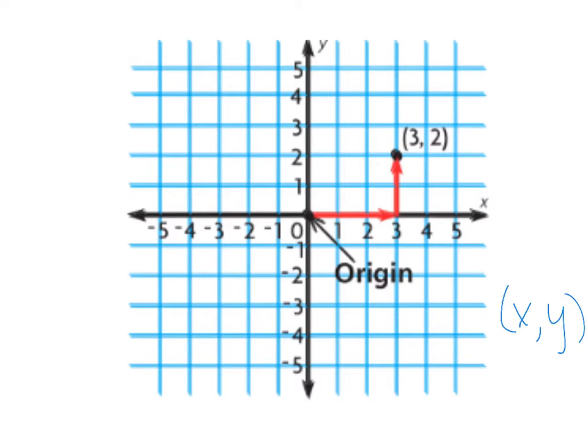So when I'm finding the address, I'm going to first come across. So this one was 3, 2. Whoops, sorry, let me get my laser. 3, 2, so I'd go across 1, 2, 3, and up 1, 2. So that is a very, very brief introduction to the coordinate plane. So let's see what it looks like in a real-world problem.